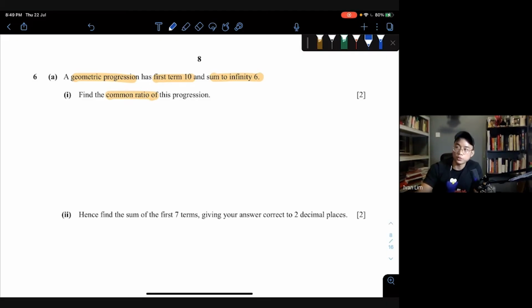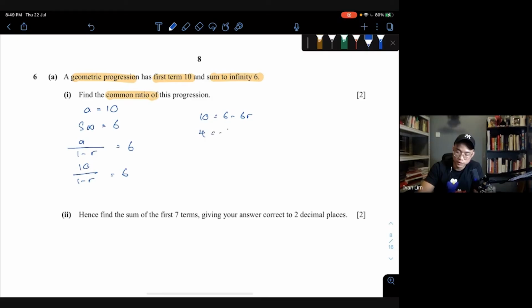So all we need to do is put into the formula. A is given, A equals 10, S infinity equals 6. What's the formula for S infinity? A over 1 minus R equals 6, which is 10 over 1 minus R equals 6. 10 equals 6 minus 6R. Then 10 minus 6 is 4, equals minus 6R. R equals negative 2 over 3.